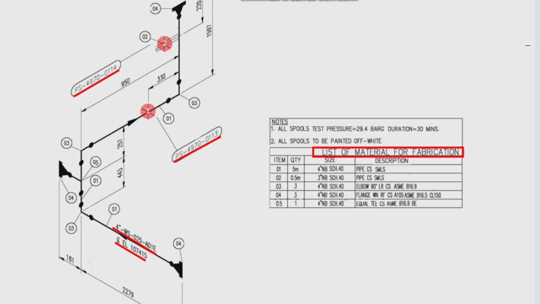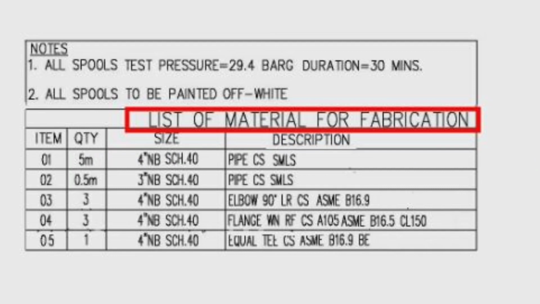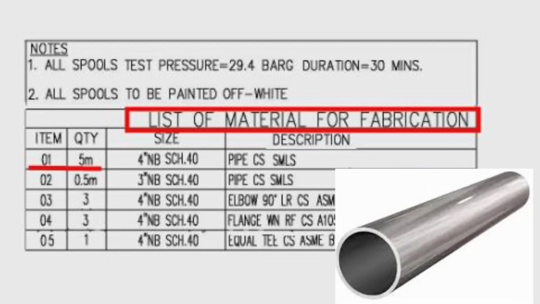Let's find out the list of materials used in this drawing. The list of materials for fabrication is shown in this table. Detail number 1 was used in several places in the pipe drawing. Let's look at the material list. The item number 1, the total quantity is 5 meters, size is 4 inches, wall thickness schedule 40, pipe, carbon steel material, seamless type.